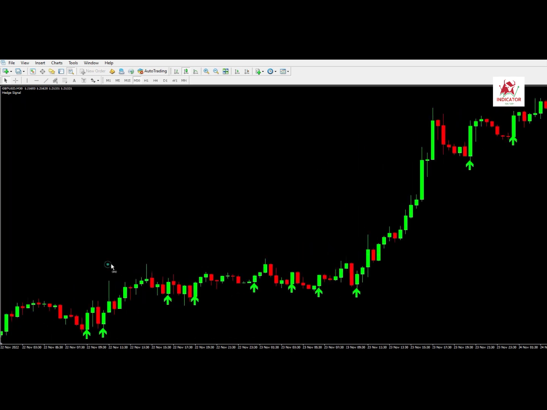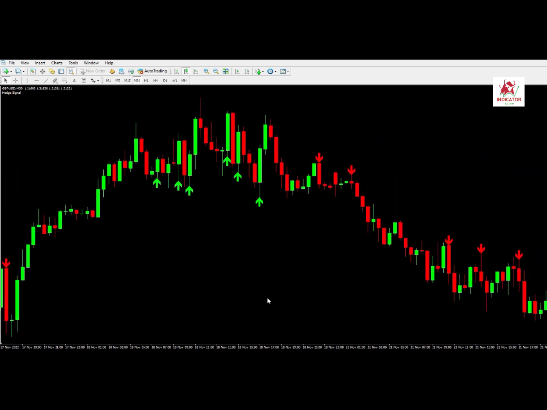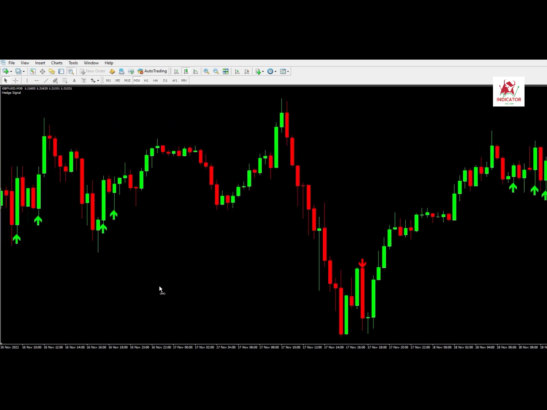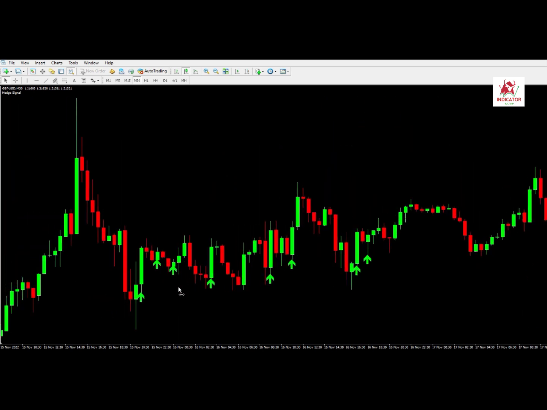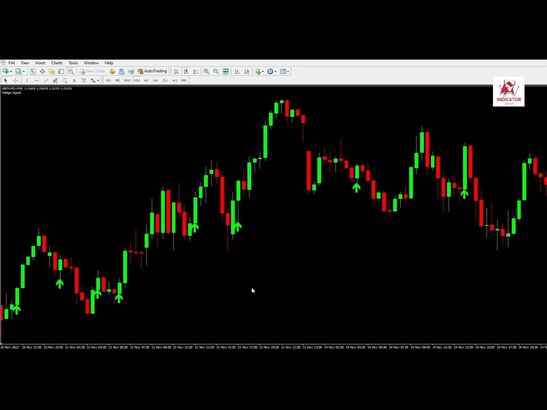Buy signal. Open a buy trade when the Super Arrow indicator appears below the price with green color. In that case, the stop loss should be below the candlestick with some buffer, and hold the trade until an opposite arrow appears. Sell signal. Open a sell trade when the Super Arrow indicator appears above the price with red color. In that case, the stop loss should be above the candlestick with some buffer, and hold the trade until an opposite arrow appears.